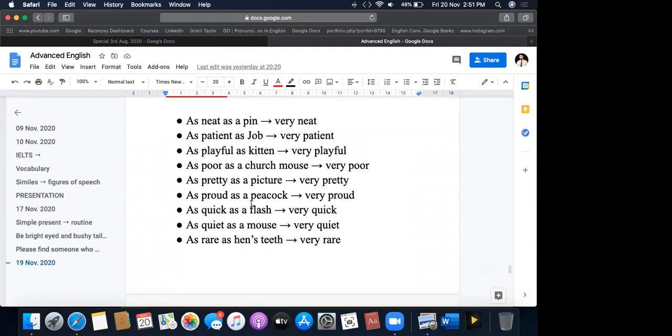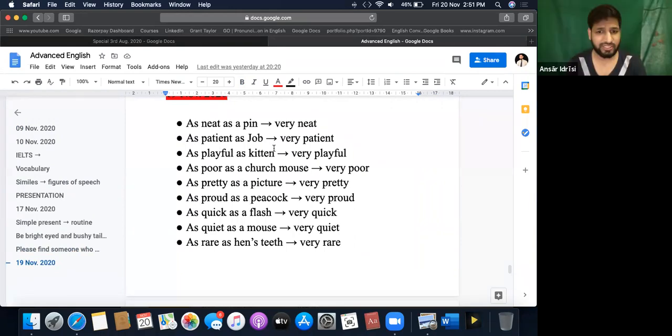See, as neat as a pin, as patient as Job, as playful as a kitten, as poor as a church mouse, as pretty as a picture, as proud as a peacock, as quick as a flash, as quiet as a mouse, as rare as a hen's teeth. बोल सकते हैं हम लोग. So this is what I can say. I find Mr. George as rare as hen's teeth. बहुत कम मिलता है मुझे. चांद कभी तो भी मिलता है.